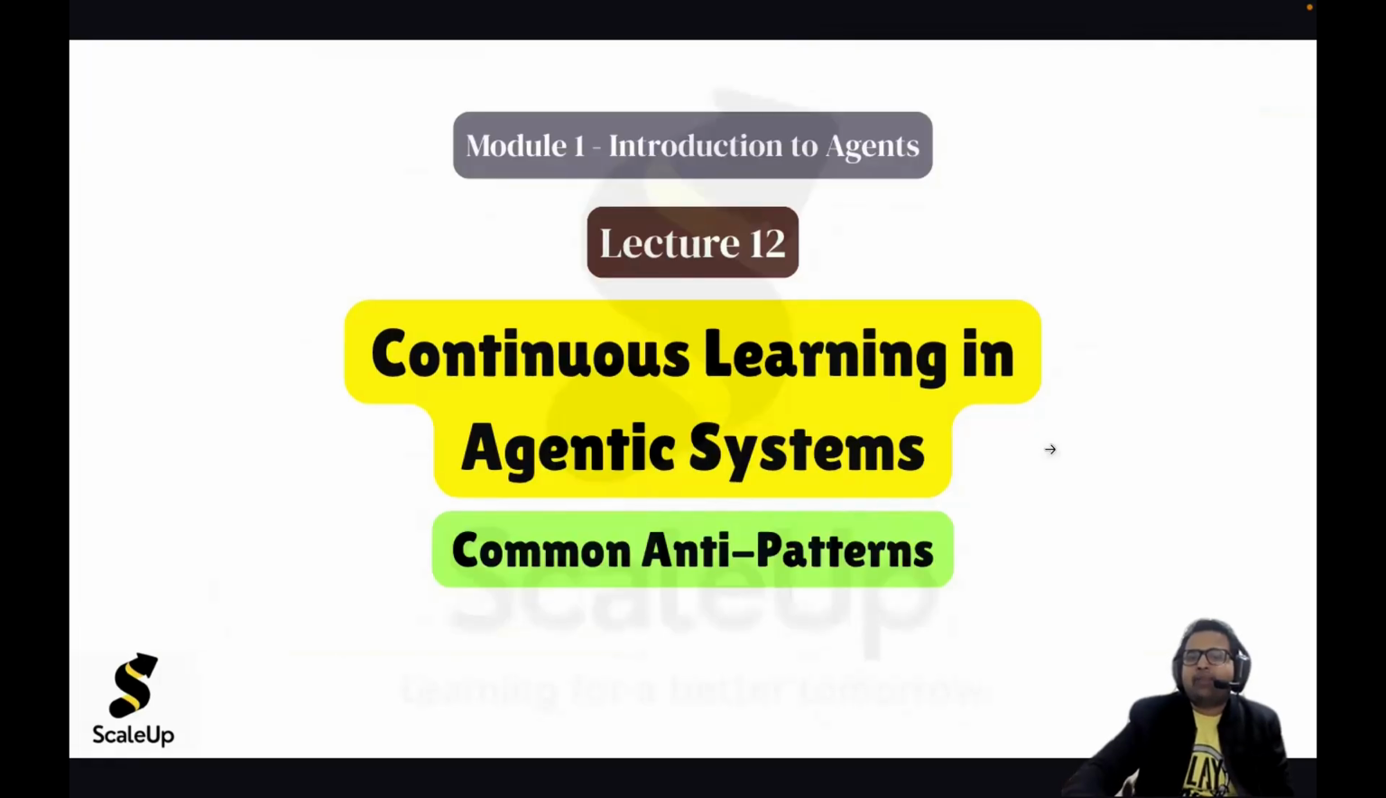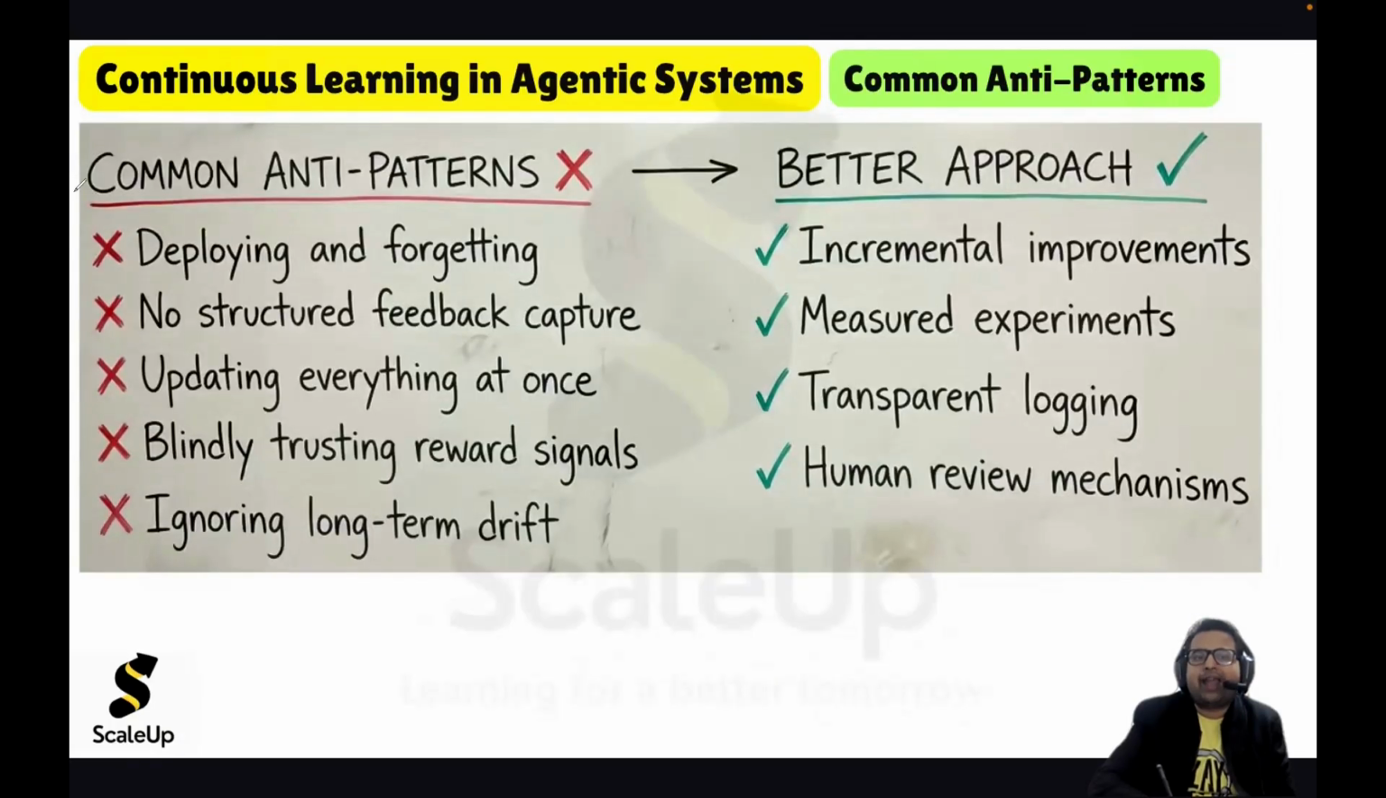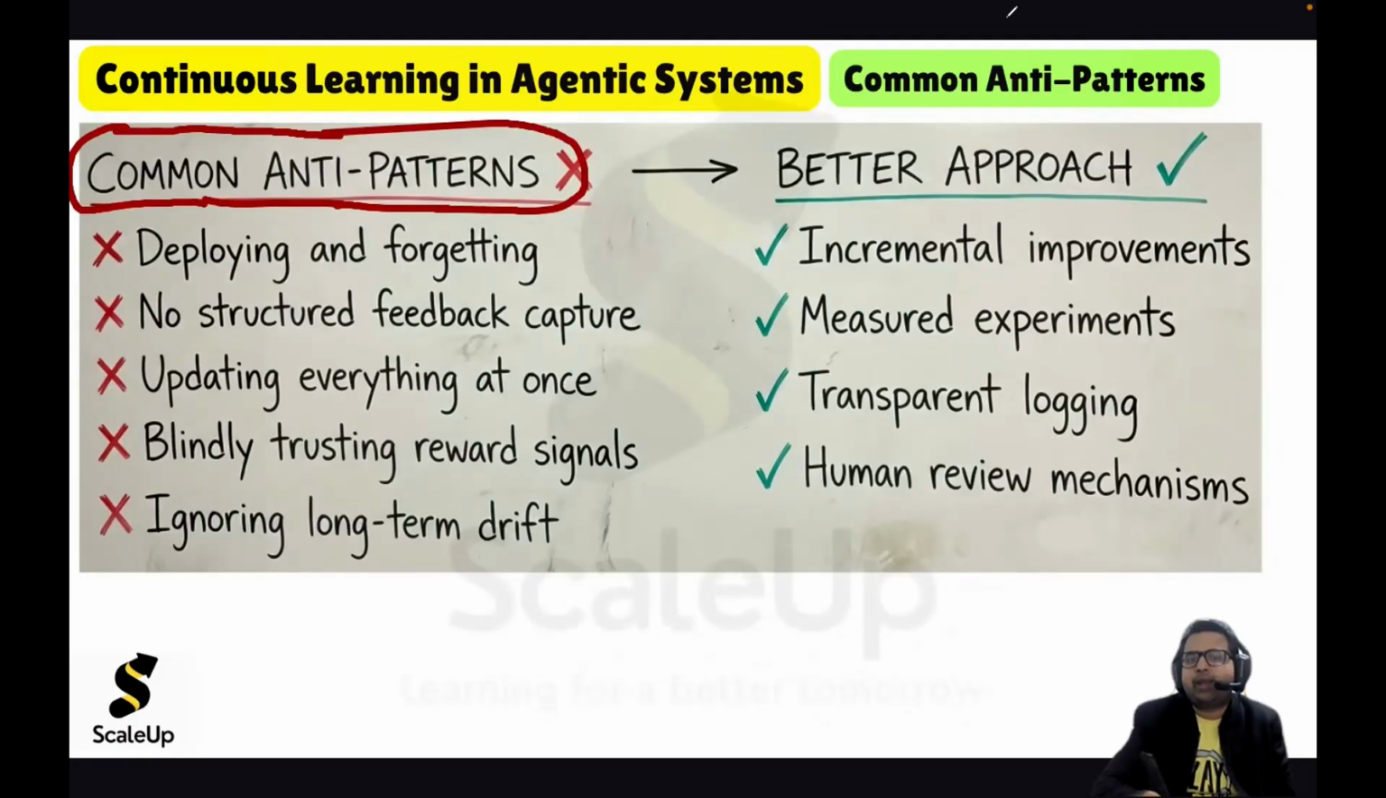Okay, common anti-patterns. Now let us talk about some common anti-patterns while dealing with continuous learning in agentic systems. These anti-patterns we should avoid. Deploying and forgetting means we just deploy the agentic system and forget it. So it's static, and it will not learn with time. That we should not have. No structured feedback capture is also an anti-pattern. Rather, we should have structured feedback capture.